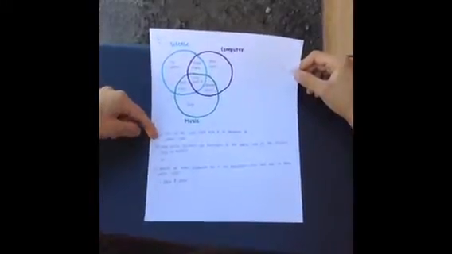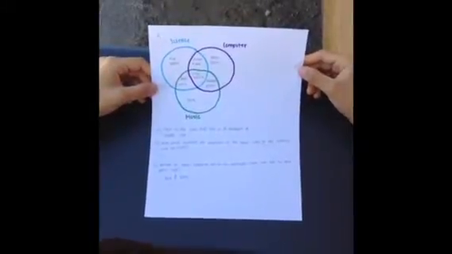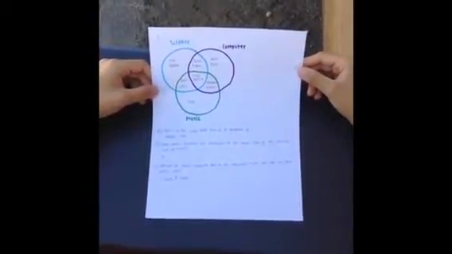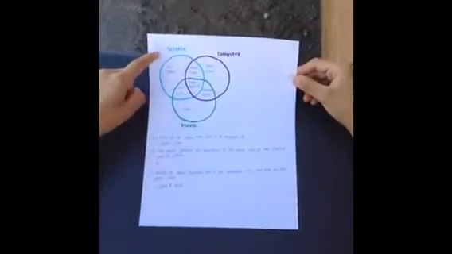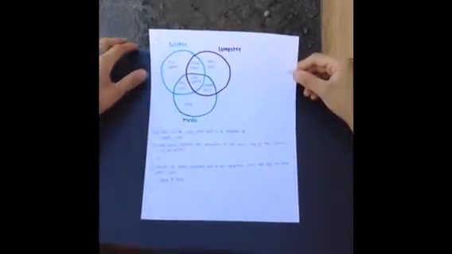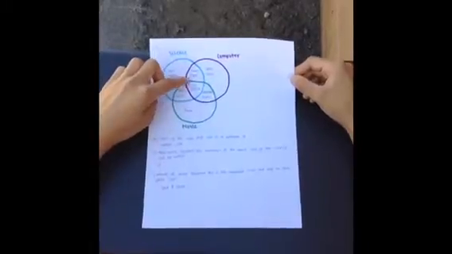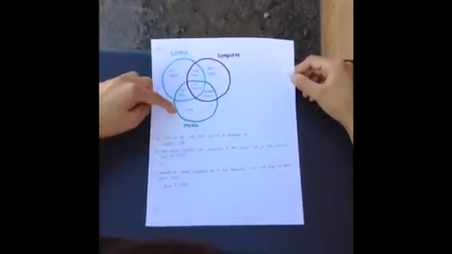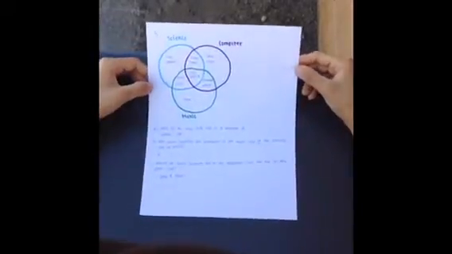So she is only a member of the science club. B. How many students are members of the music club or the science club, or both? So we'll take a look at the music club and the science club, which is the blue circle and the green circle. We will count all the names inside. 1, 2, 3, 4, 5, 6, 7, 8, 9, 10, 11. So there are 11 students that are members of the music club or the science club.